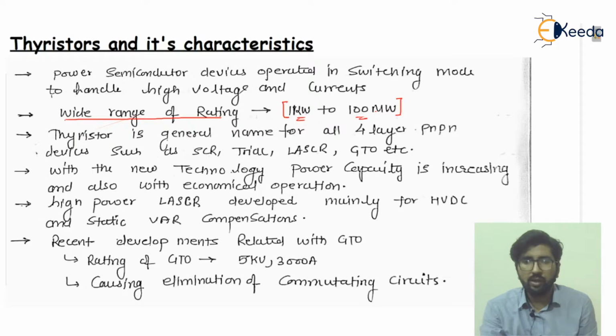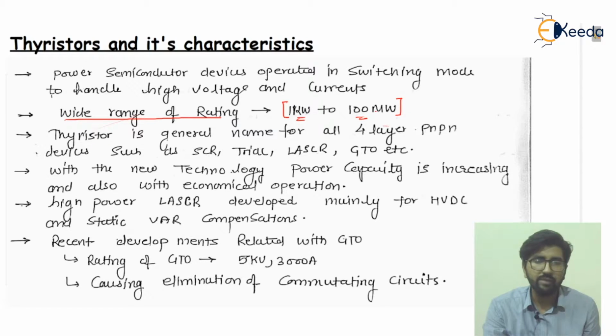Now, Thyristor is generally the name for all the 4 layer devices. We generally have 2 layer and 3 layer devices. And if we talk about the 4 layer devices in the power devices, that is the PNPN. It has 4 layers: 1, 2, 3, and 4. So it will include SCR, silicon controlled rectifier, TRIAC, LASCR, and GTO.